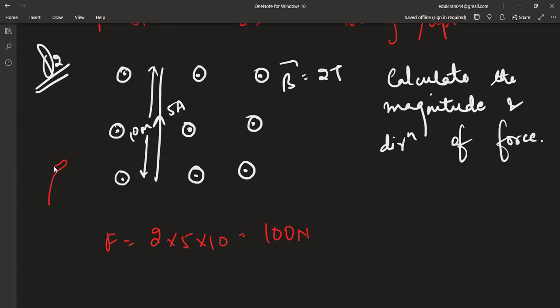See, right hand. Fingers will be like this. When you curl the fingers, they will be curled like this. The palm is facing towards you, the fingers got curled like this, so the thumb is pointing towards the right. That is right. You can say i cap, or you can say right. Note it down.